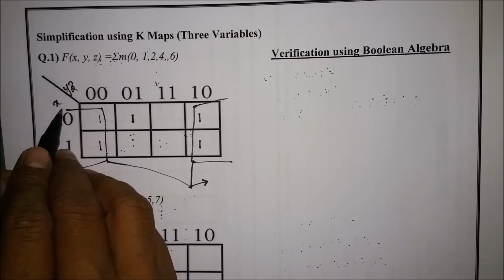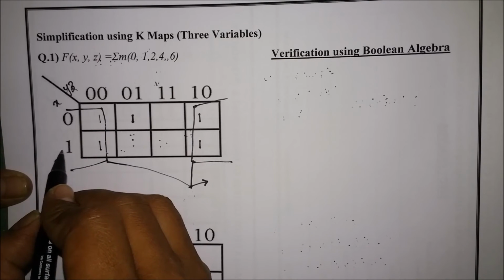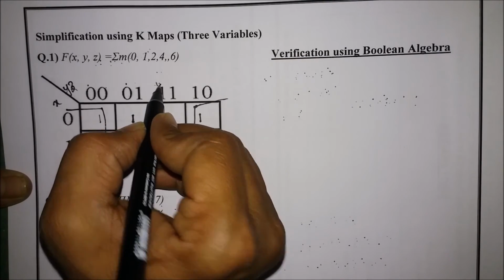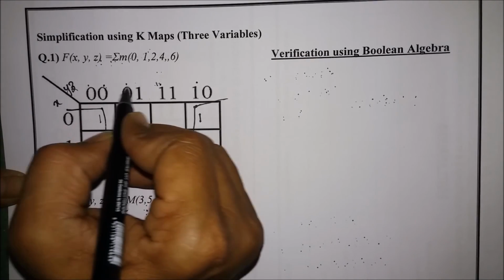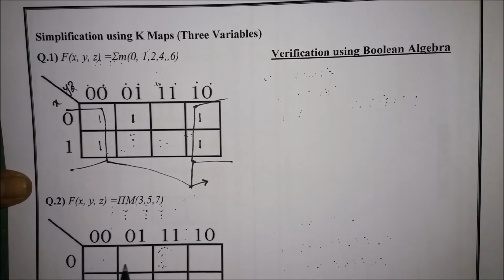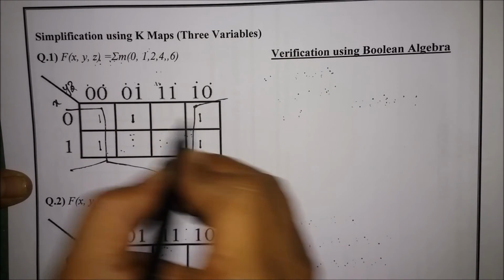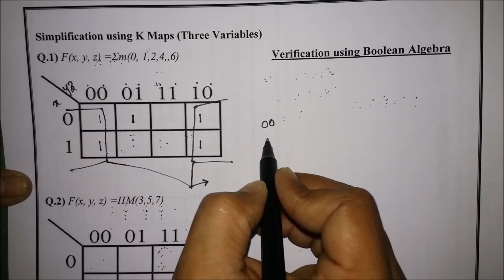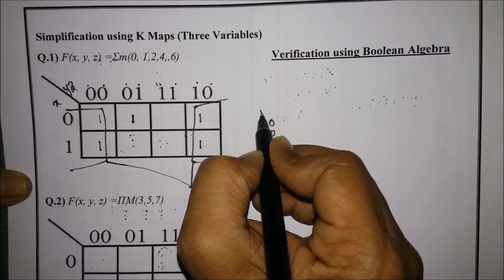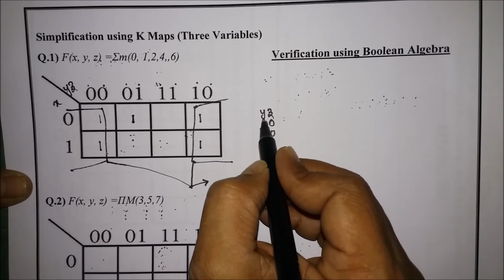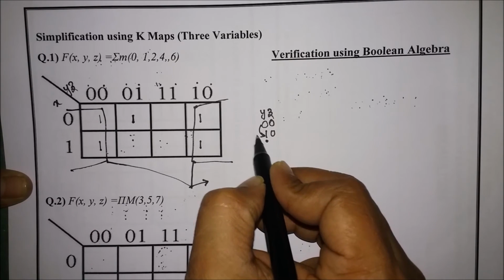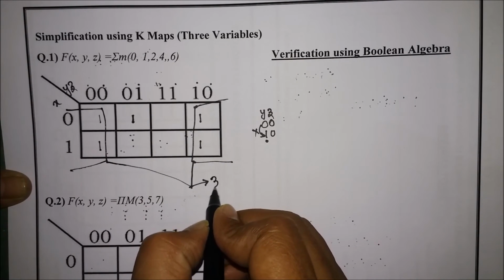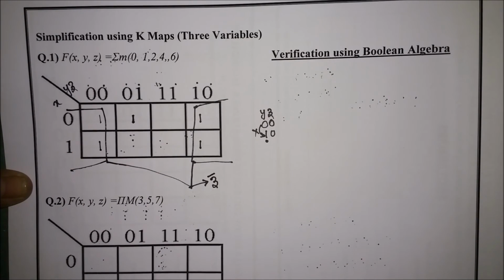Now x is changing from 0 to 1, so x is eliminated. The first values you are having here are y values, and the second values are z values. Now I need to look only at the first term 0 0 and the last term 1 0, that means y z. So y is changing, so y is eliminated and I have z, so my answer is z bar. Why? Because the z value is 0.